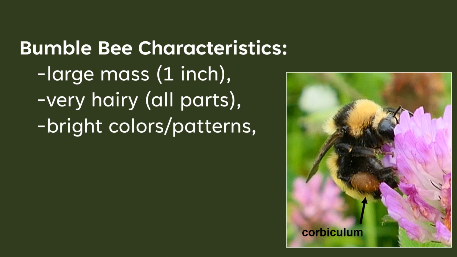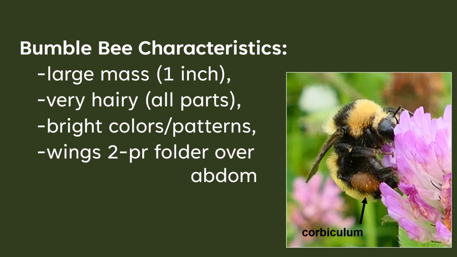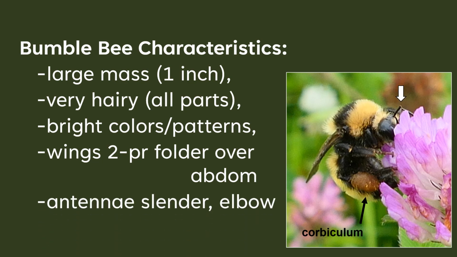They have bright colors and patterns, which you have to be careful with because you can get confused between one species and the other because of that. And there's a lot of variation just within a species. But all bees, including bumblebees, have two pair of membranous wings. And in the case of the bumblebee, when they're at rest, those are folded over the abdomen. Another thing is their slender antennae, which will have an elbow at some point.